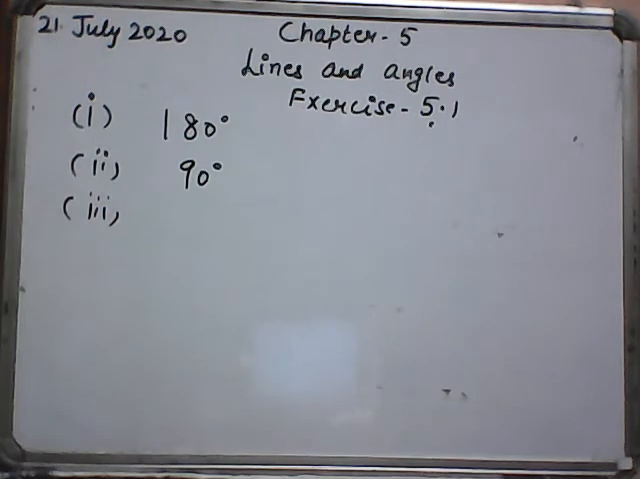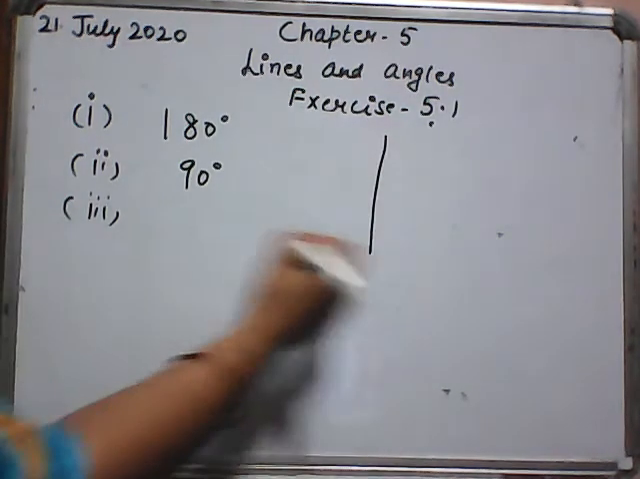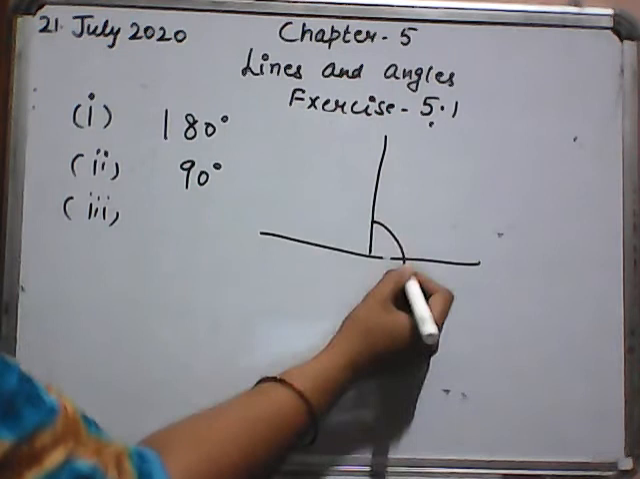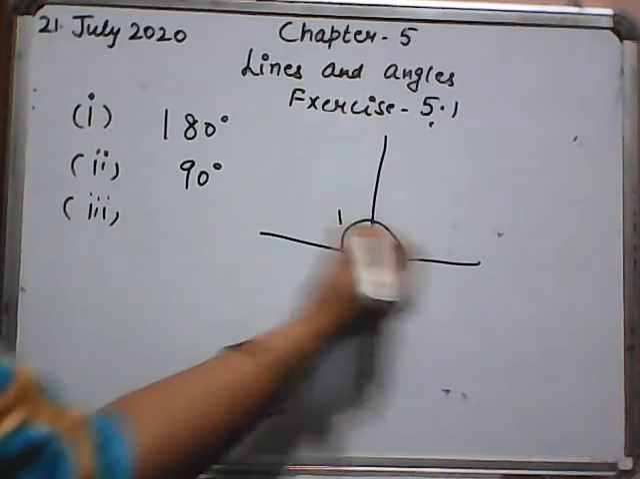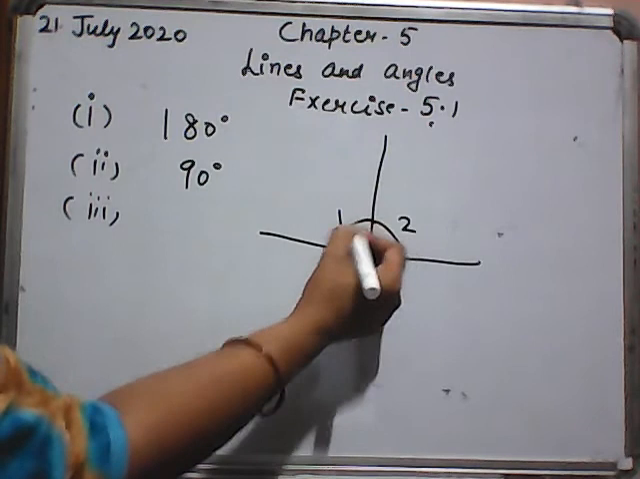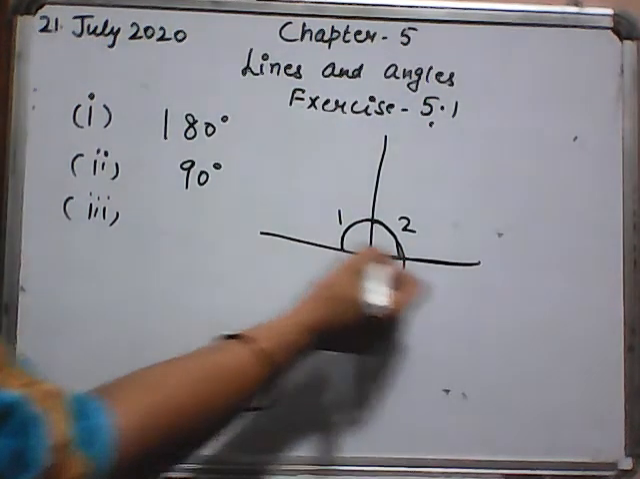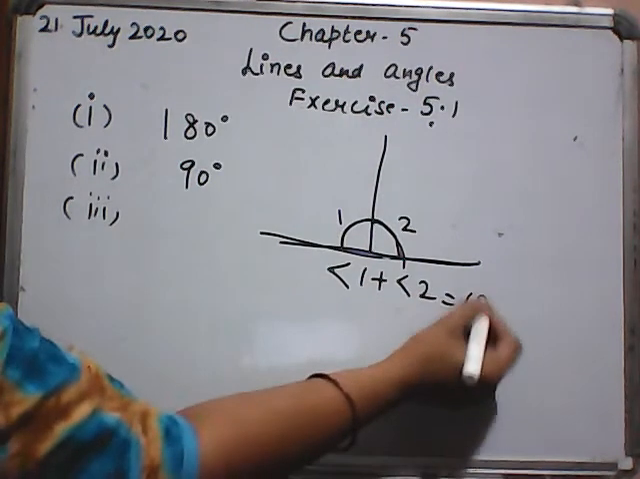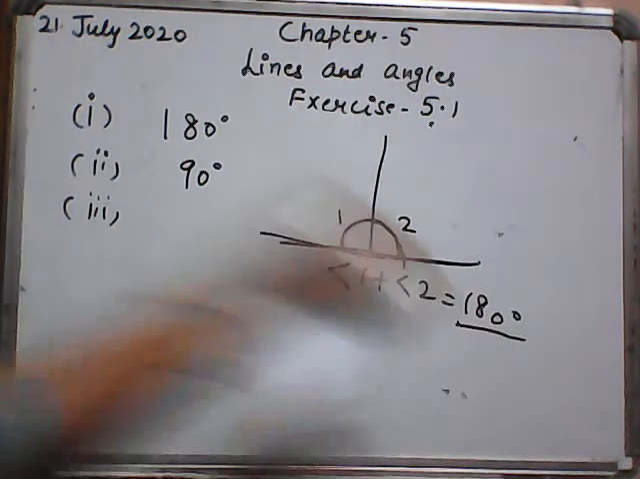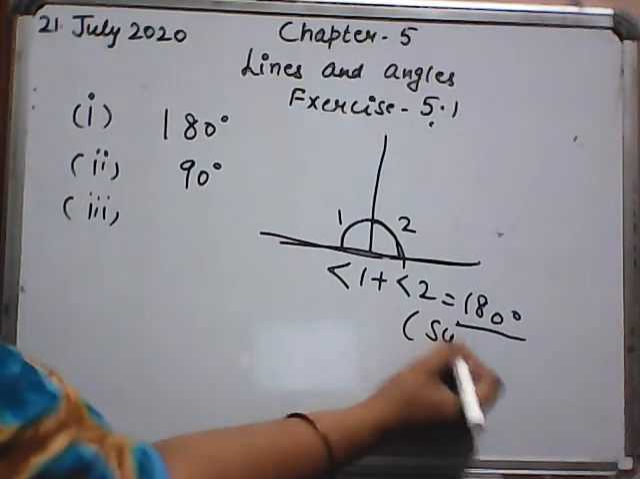Angles of a linear pair are dash and dash. We read linear pair: angles that form a straight line. Suppose this is angle 1 and this is angle 2. Angle 1 and angle 2 form a linear pair as they form a straight line. So angle 1 plus angle 2 equals 180 degree. When the sum of two angles is 180 degree, they are known as supplementary angles.